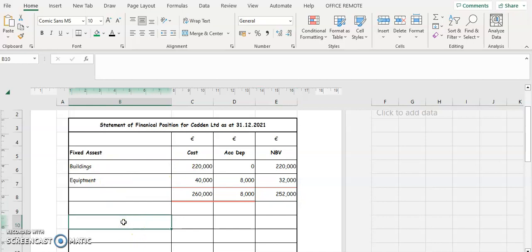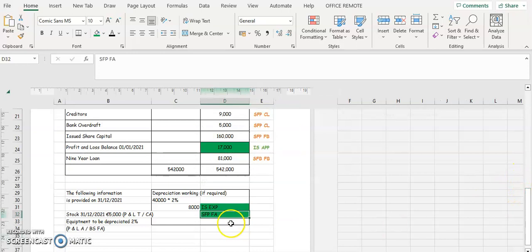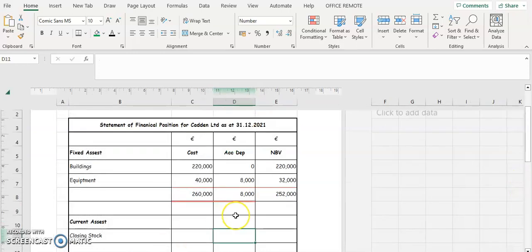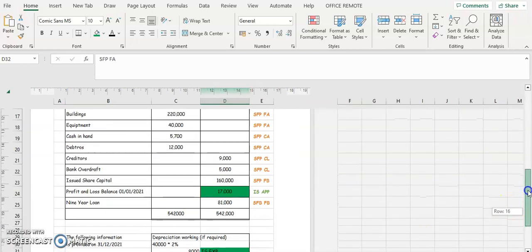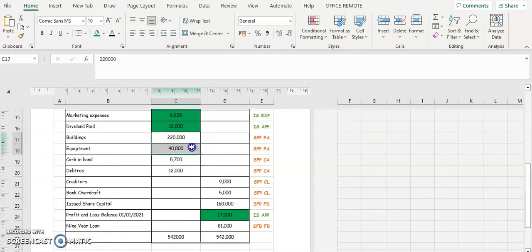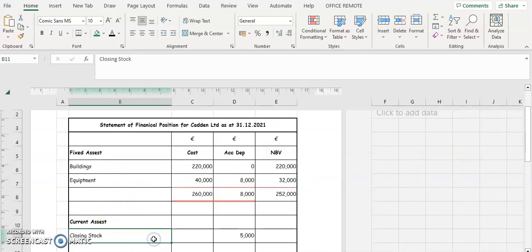Your next heading is your current assets. So that's going to be a heading. So your first item that always goes in is closing stock. And closing stock will be given to you at the end of the question, so it's 5,000. Okay, and remember to highlight so we know that they've gone in. So the next item here, we said cash in hand, it goes into your statement of financial position as a current asset. So we're going to have cash.